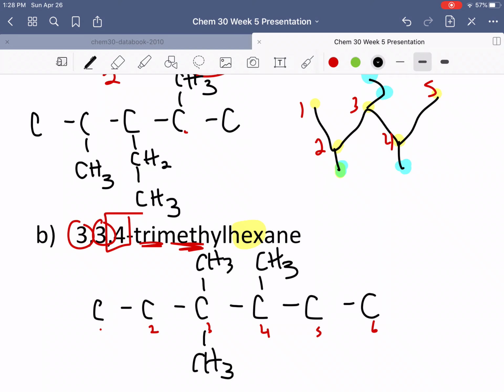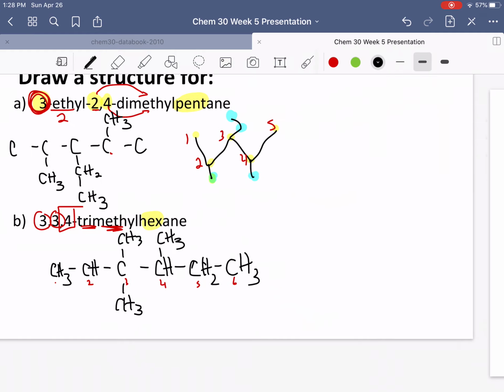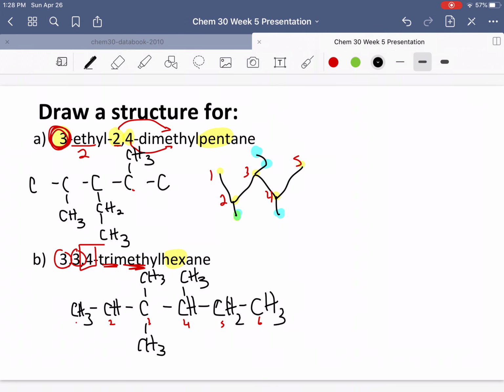Now I need to put my hydrogens in. 3 on the end, 2 for this one. Ooh, that 3rd carbon is already bonded 4 times. Leave it. The 4th carbon is bonded 3 times. I need 1 more hydrogen. 2 on the 5th one and 3 on the 6th. There is our 3,3,4-trimethylhexane.